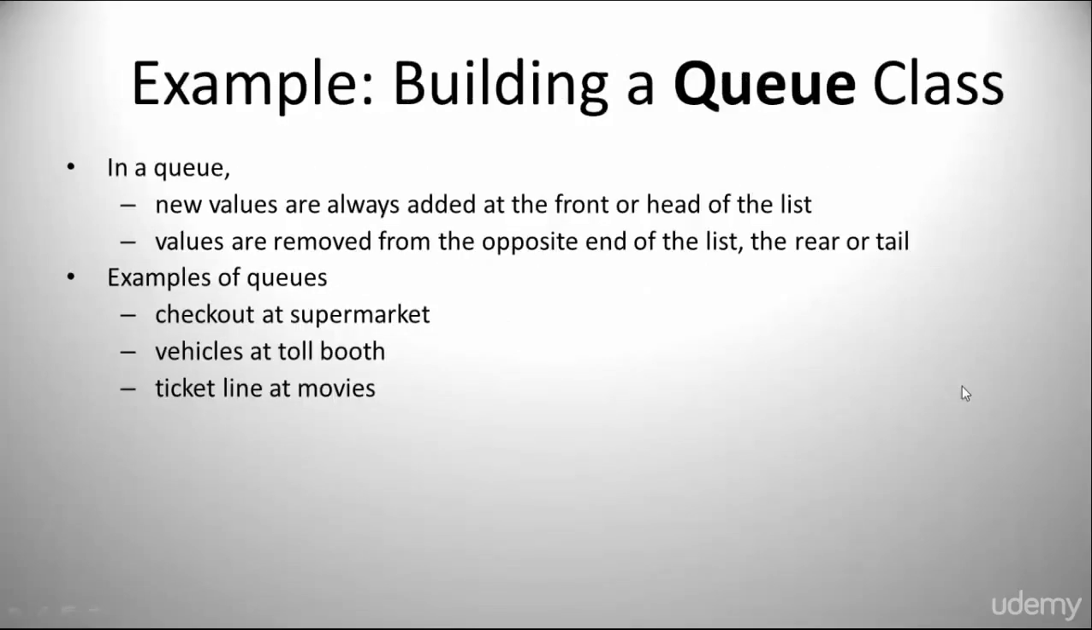Let's take a look at an example of building a queue class. In a queue, new values are always added at the front or head of the list. Values are removed from the opposite end of the list, the rear or the tail. Let's take a look at some examples of queues: a checkout at a supermarket, vehicles at a toll booth, or even a ticket line at the movies.